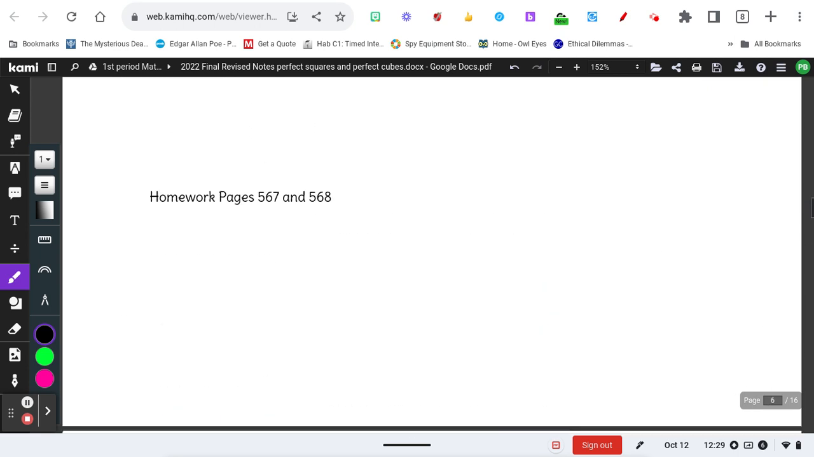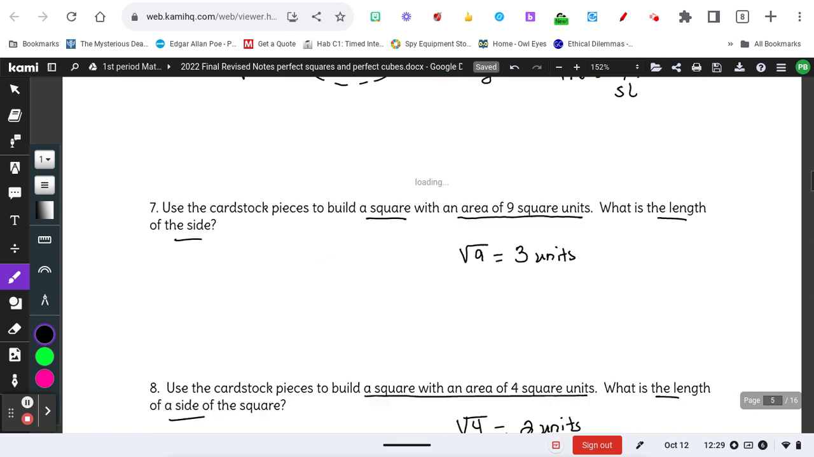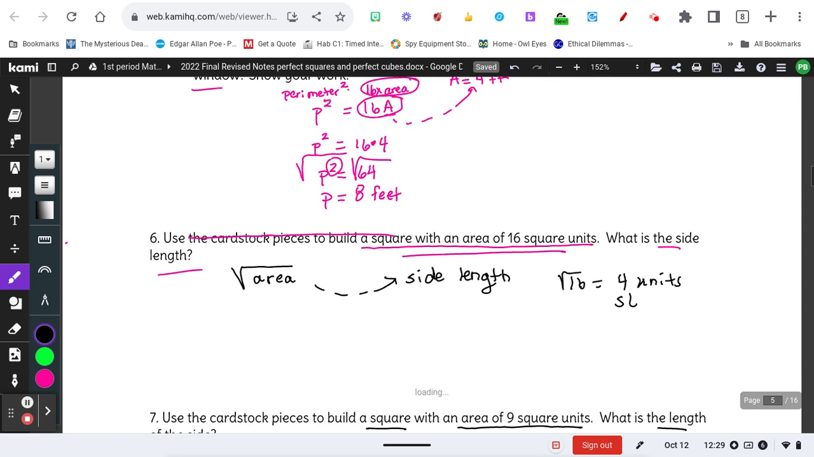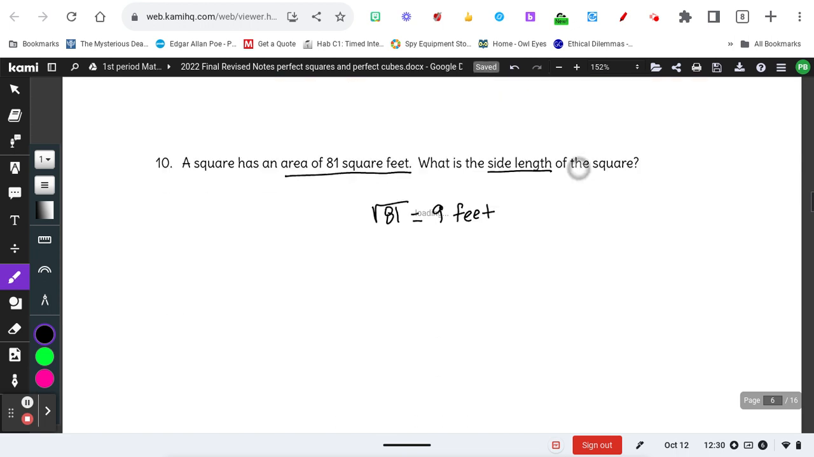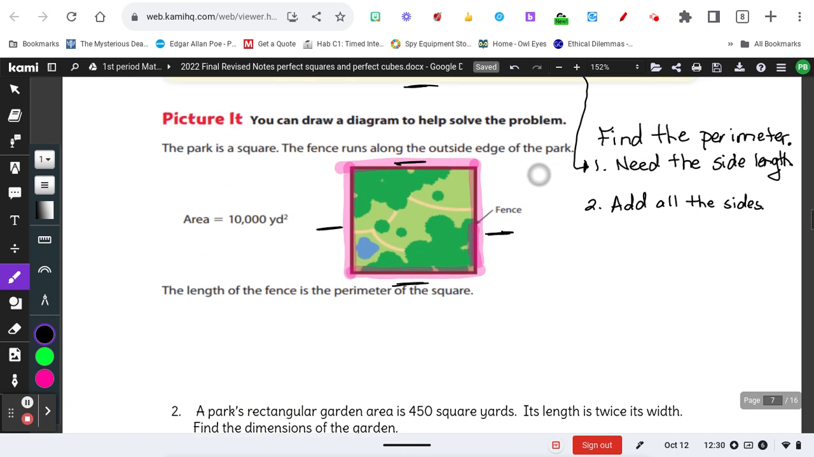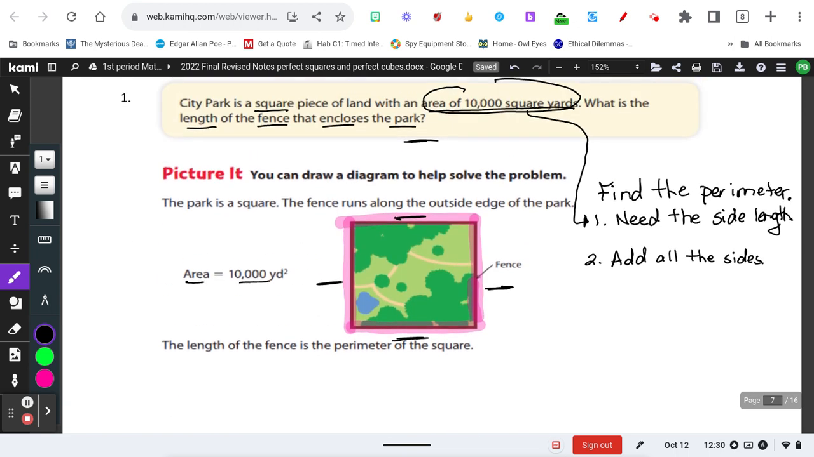So let's go back up here. What did I say you do with area to get to the side length? Well, you take the square root of the area to get you to the side length. So what I'm going to do here is take the square root of this. The square root of 10,000 is just 100. So the side length is 100 yards.